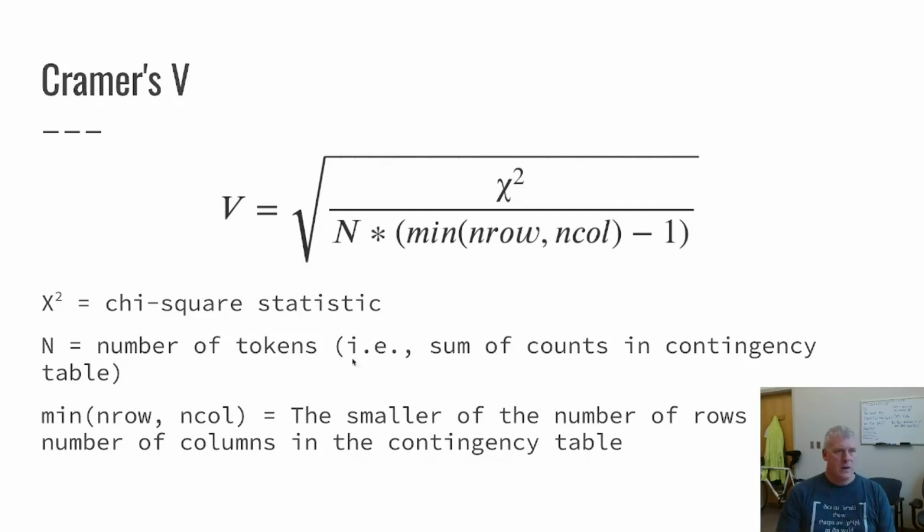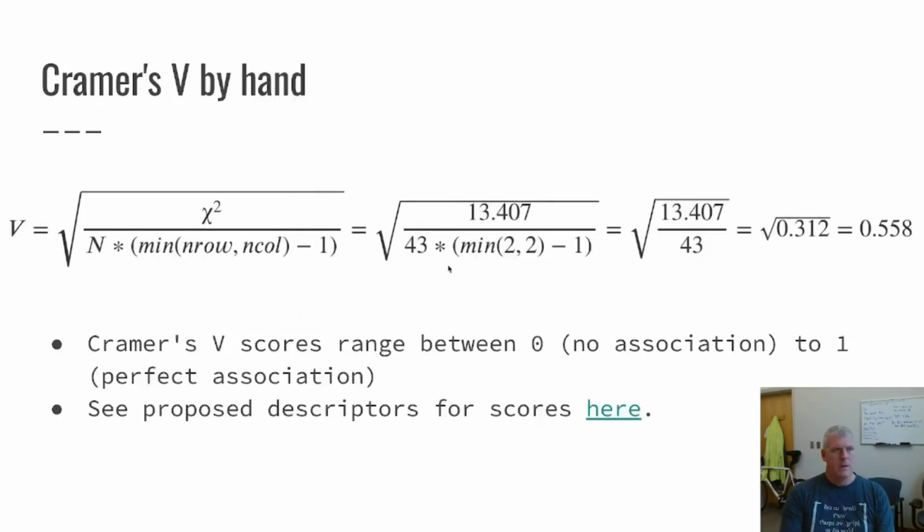What we have is our chi-square statistic, which was 13.4 for us. Then you take the number of tokens, which was 43 in our case, simply the sum of those numbers, as n. And then the min, the smaller of the number of rows and the number of columns in the contingency table, which for us was just two each. So we take 2 minus 1 times 43. Anyway, the idea is that you plug all those numbers into the formula and you end up with a Cramer's V of 0.558 on the right-hand side of my screen right now.